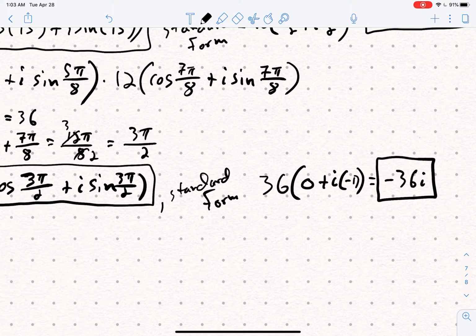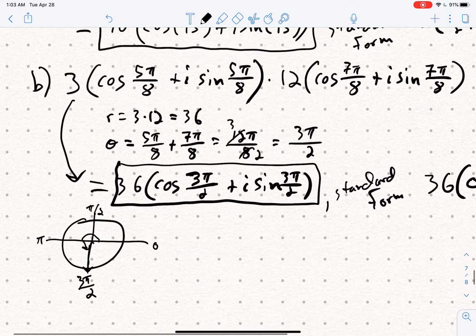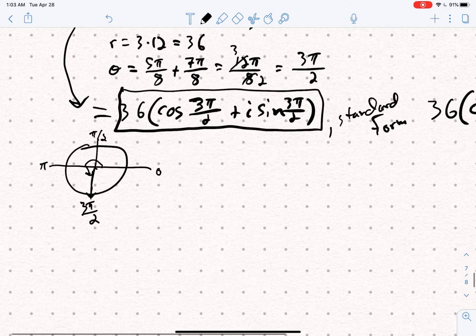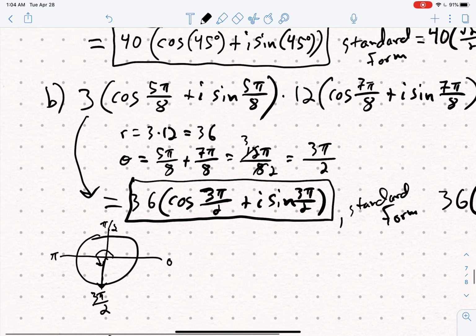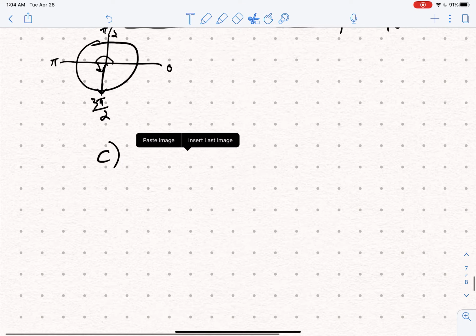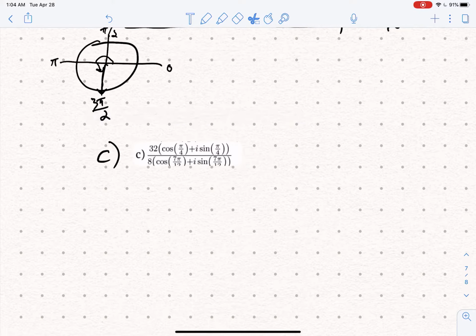Okay. With our carefully read additional instructions in mind, we're now going to do part C, and we'll give the answer in both forms. Let's go ahead and do it here. For this one, I'm just going to go ahead and copy it, so we have it here for reference.